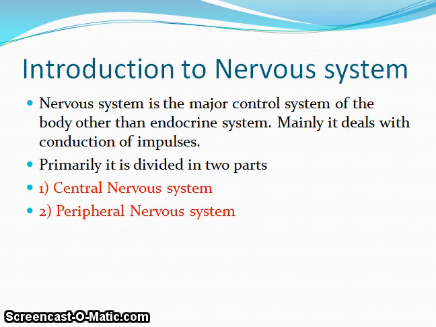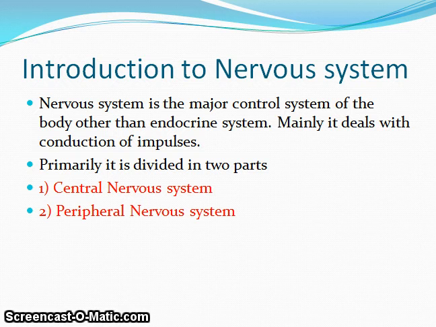Introduction to Nervous System. Nervous system is the major control system of the body other than endocrine system. Mainly it deals with conduction of impulses. Primarily it is divided in two parts, central nervous system and peripheral nervous system. Now I would like to ask, what is the main function of nervous system?